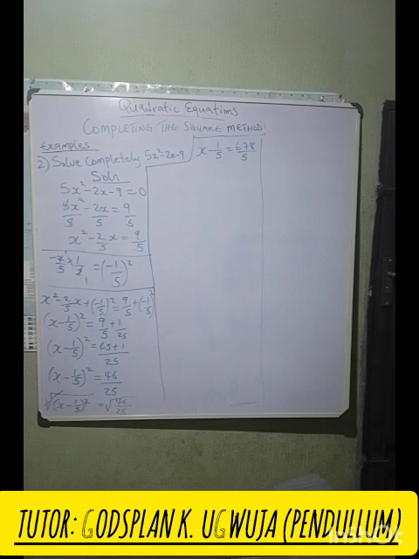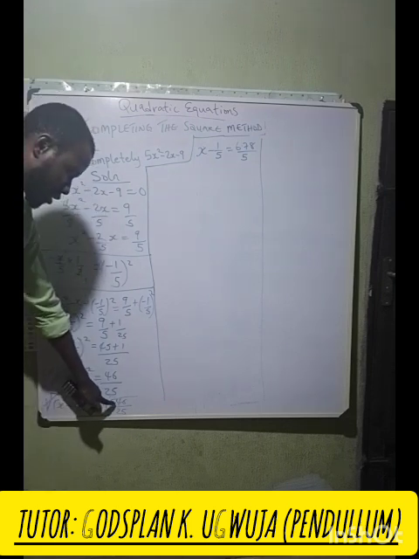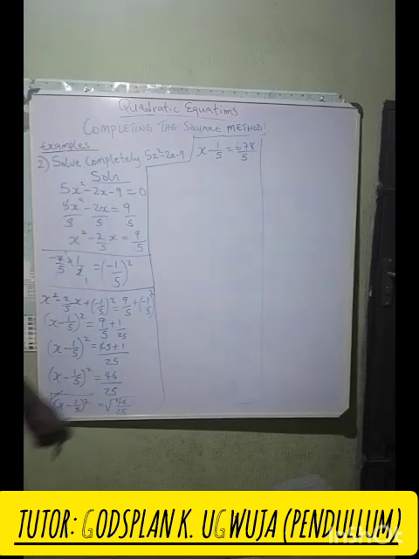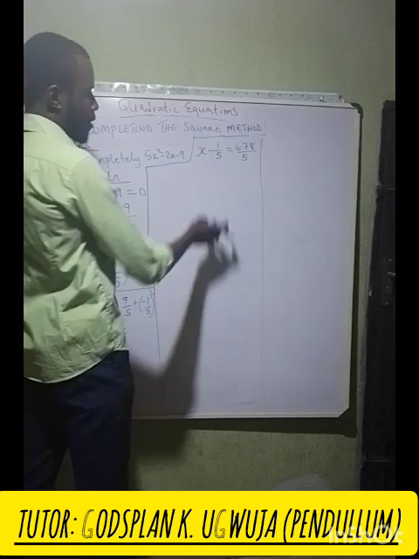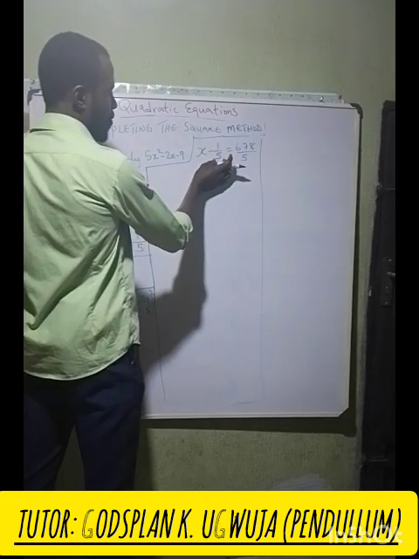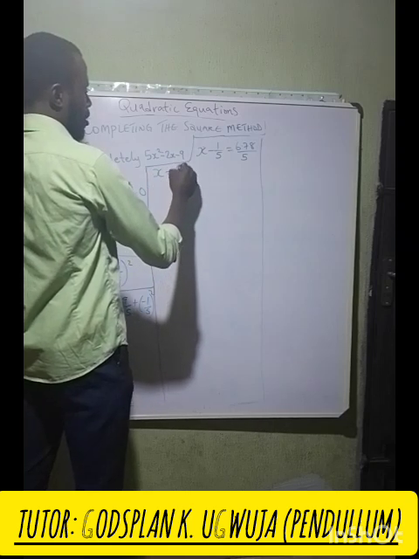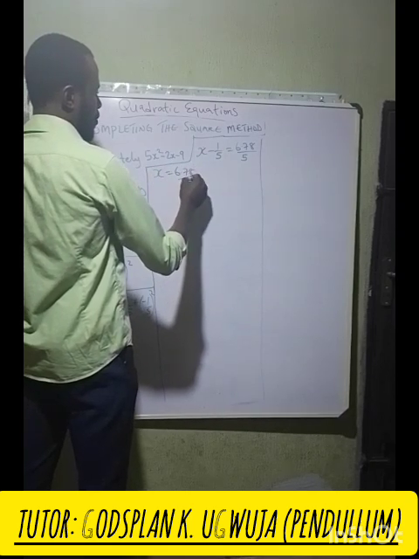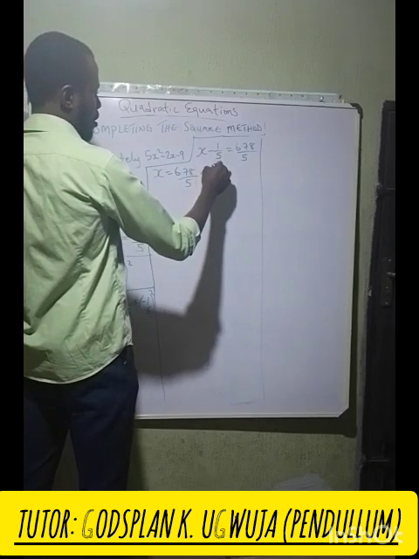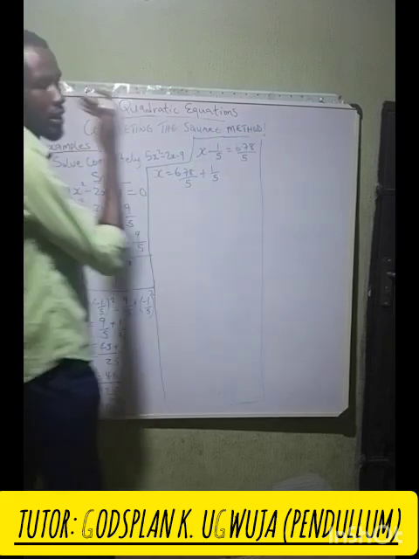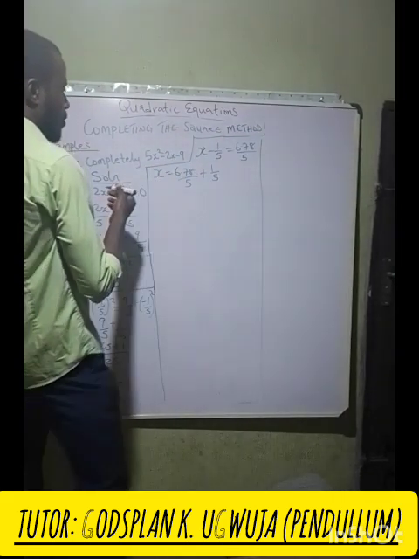6.78 all over 5. That's this. Square root of 46 and square root of 25 is 5. Now we'll just collect like terms. So minus 1 over 5 will cross to the other side. We're left with x is equal to 6.78 over 5 plus 1 over 5. When it crosses to the other side, it becomes plus.